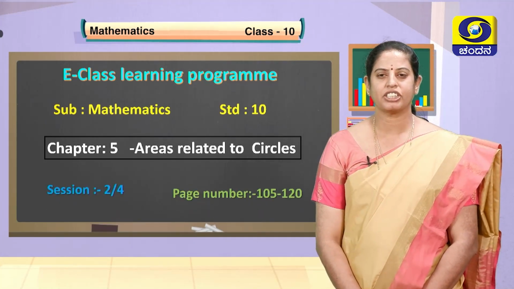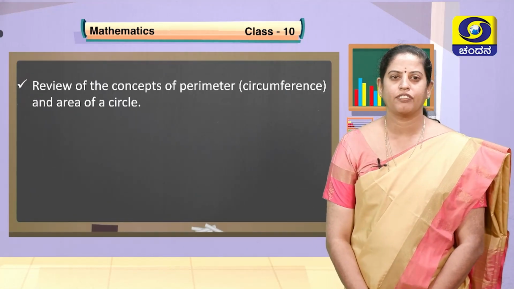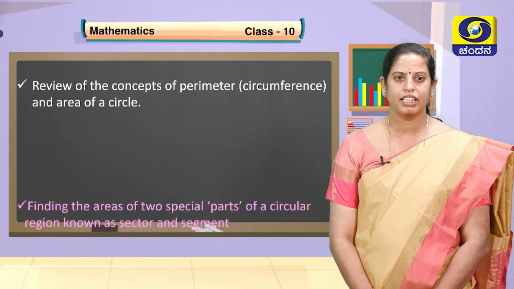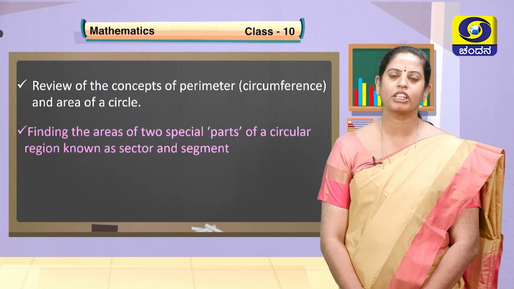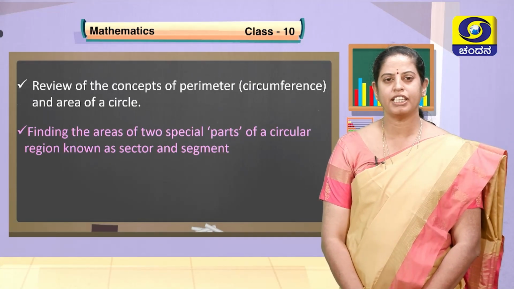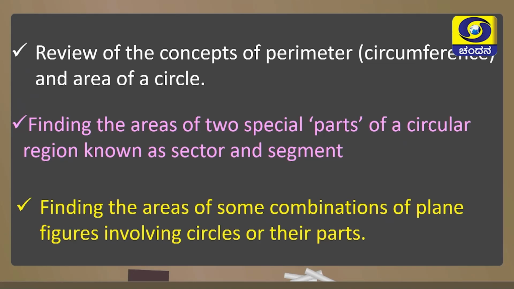In the previous session, what all we discussed? Yes, review of the concepts of perimeter and area of circles. And in today's session we are going to learn about finding the areas of two special parts of a circular region known as sector and segment. And the next important point we are going to learn in future is finding the areas of some combinations of plane figures involving circles or their parts.